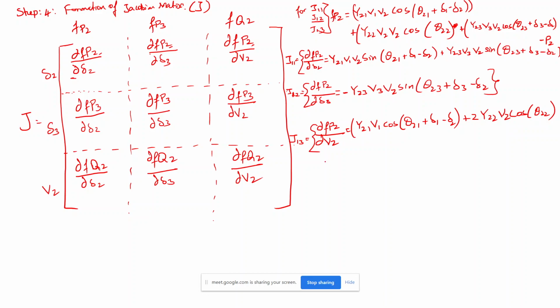And then plus here you can see V2 is there, so I will omit this V2 and the remaining thing will be the same. So it is Y23 and then V3 cos theta 23 plus del 3 minus del 2. Okay, so I got I31 also. So same like that you solve for all other things also. So this is for the first row.